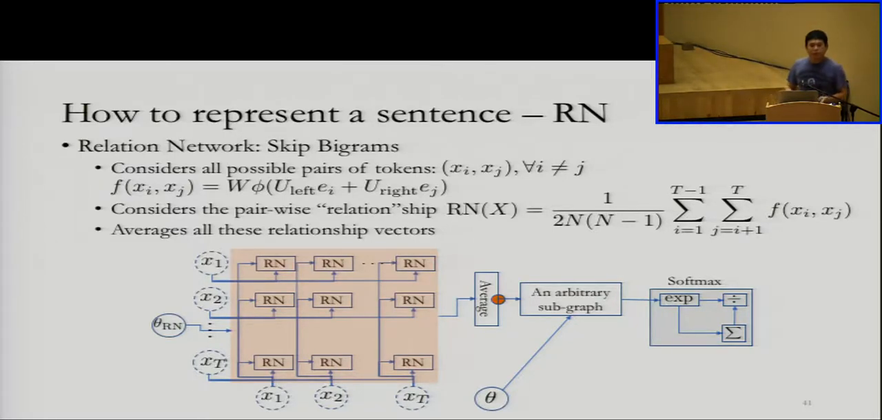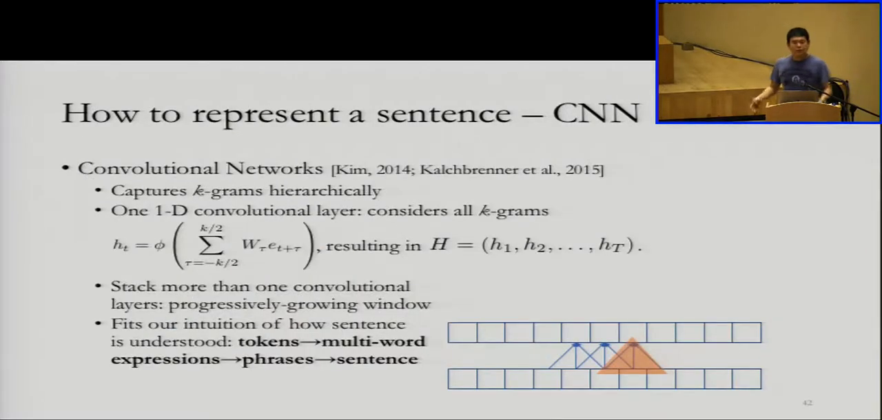So this is good, but again, this is slightly less satisfactory in the sense that we are treating every pair of tokens, regardless of how close they are, how far they are, or how relevant they are. We're treating all of them equally, so it's not that satisfactory. So then there comes the convolutional network.